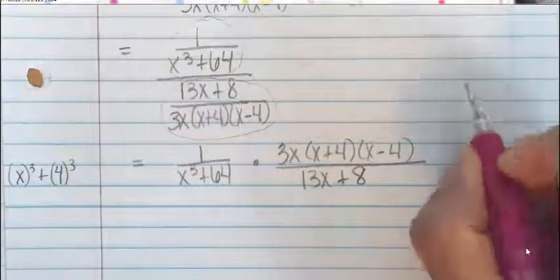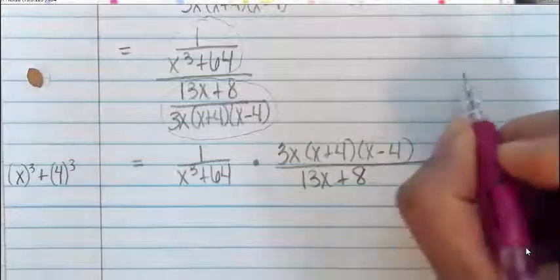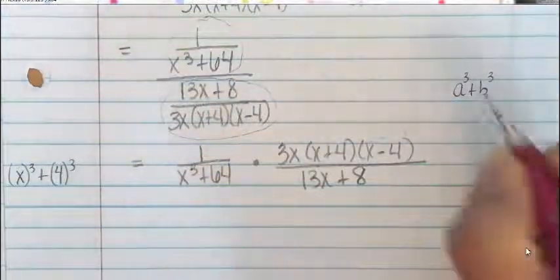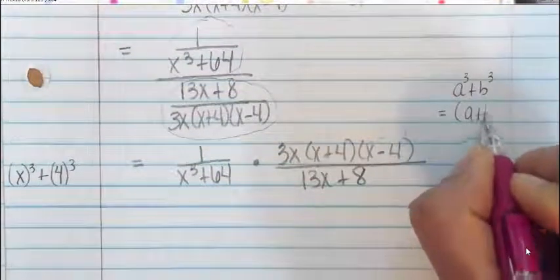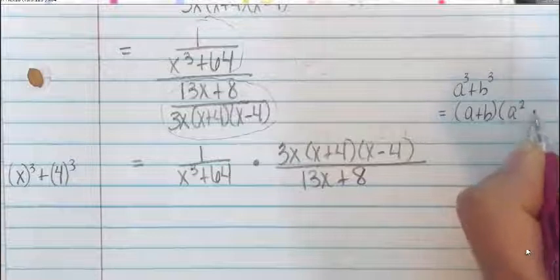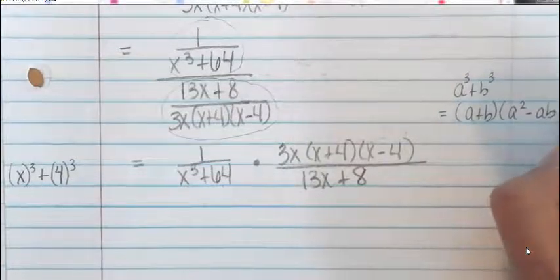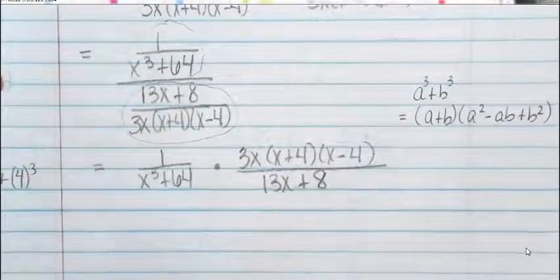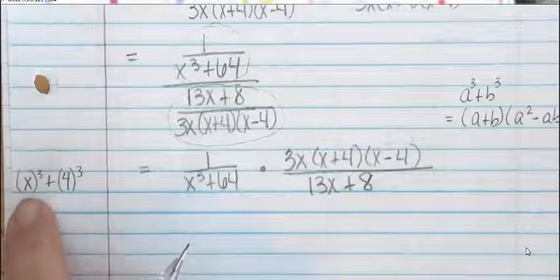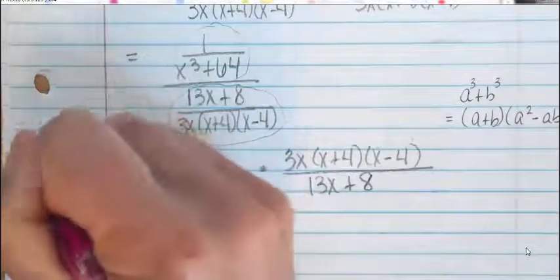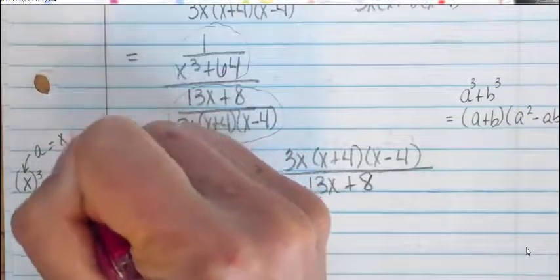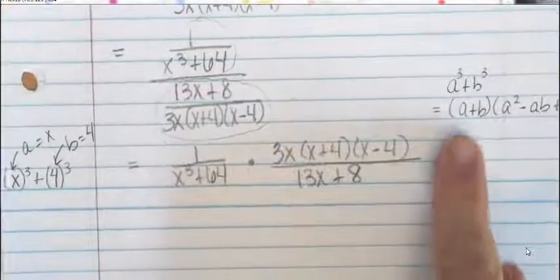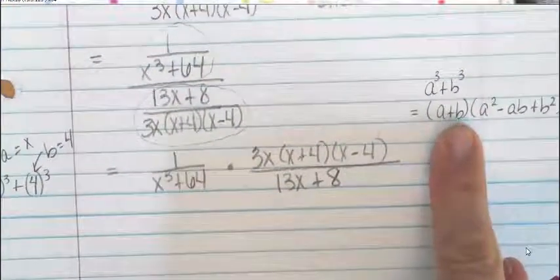Sorry about that. Okay, so basically what we've just learned is that anytime you have a sum of 2 cubes, you're basically going to break that down into a plus b, and then a squared minus ab plus b squared. Well, in this scenario, my a is x and my b is 4. So now when I'm factoring this, I just follow this pattern, a being x, b being 4.